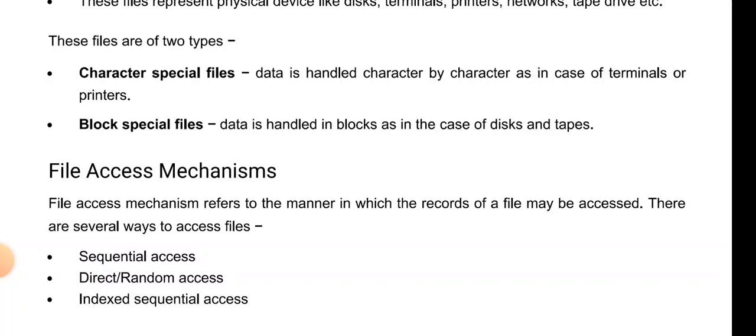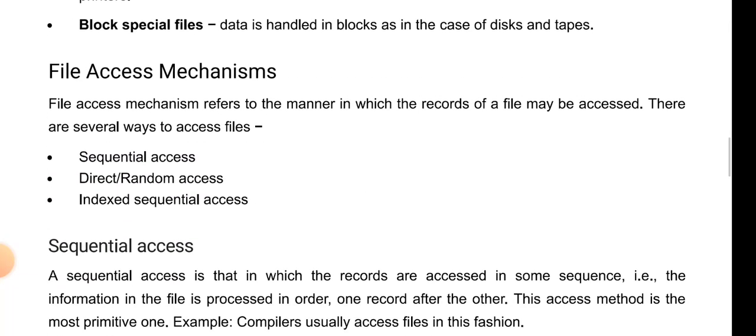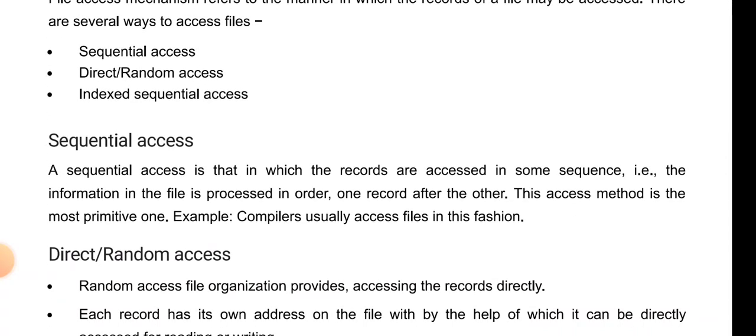File access mechanism. File access mechanism refers to the manner in which the records of the file may be accessed. There are several ways to access files: sequential access, direct random access, index sequential access. Sequential access. A sequential access is that in which the records are accessed in some sequences. The information in the file is processed in order, one record after the other. This method is the most primitive one. Example, compilers usually access this file in this fashion.